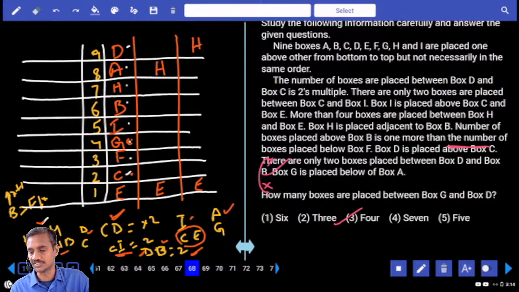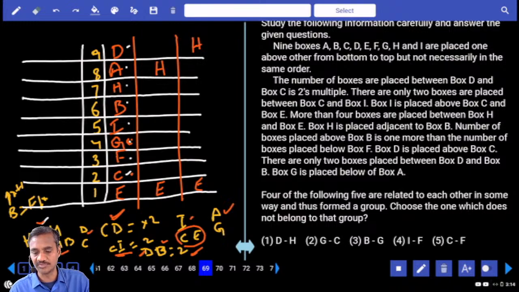The next one, 68. How many boxes are placed between G and D? Now in between G and D, how many are there? There are only 4, that is choice 3 for 68. And 69, which of the following does not belong? Between D and H there is only 1 box. Between G and C there is 1 box. Between B and G, 1 box. Between I and F, there is 1 box. Between C and F, they are adjacent to each other. Hence that is the odd one out, and 69 is choice 1.